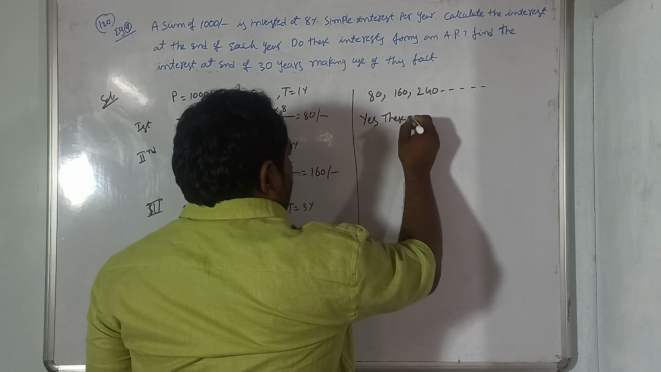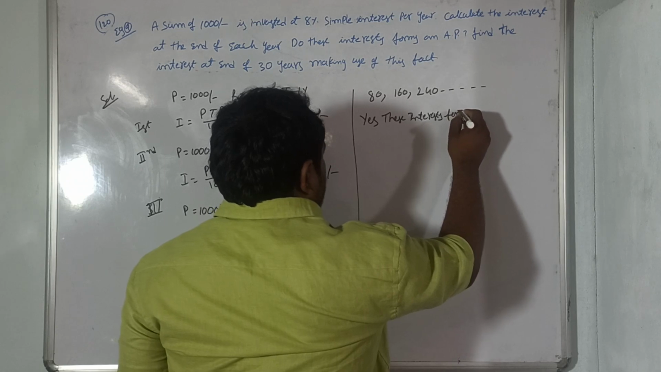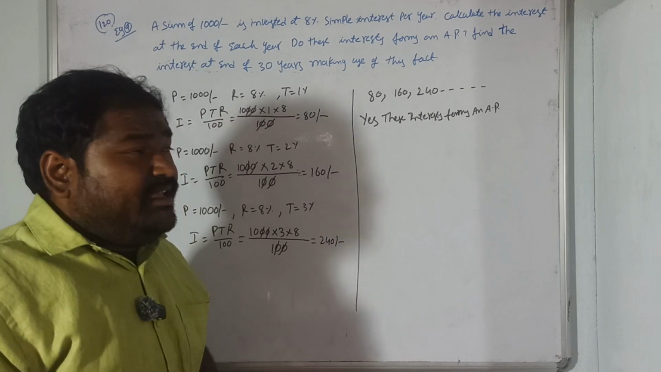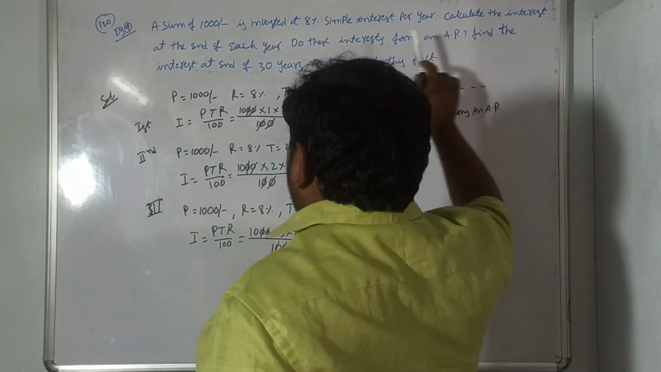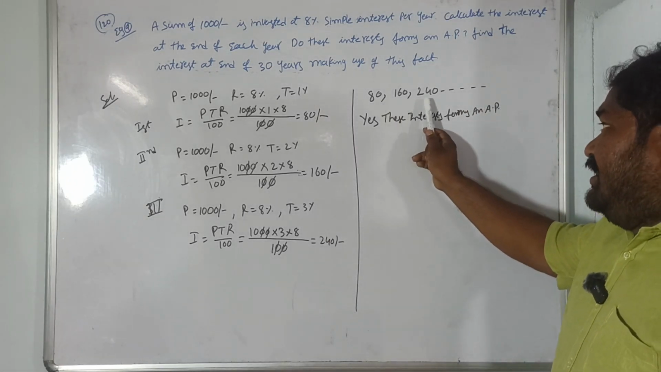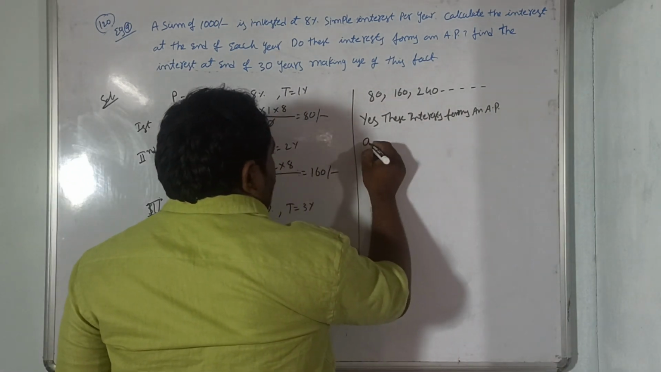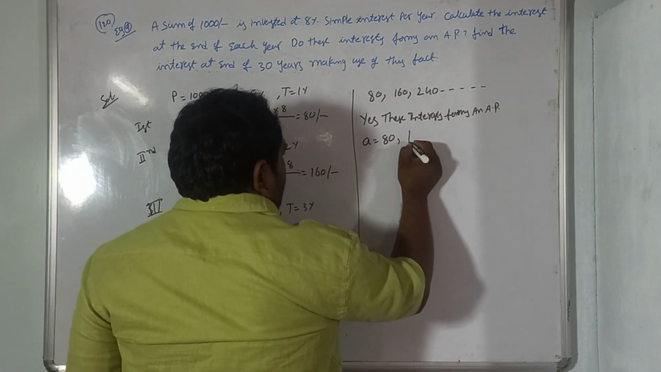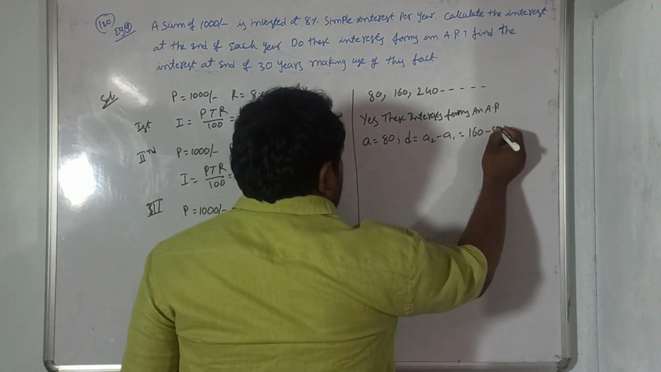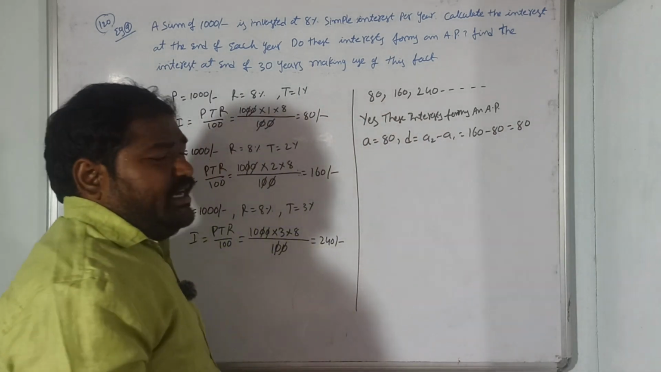Yes, interest forms an arithmetic progression. Interest forms an AP. Now find the interest at the end of 30 years. Now the interests are in AP. When this is in AP, we can calculate 2 points. The first term a is 80 and the common difference d equals a2 minus a1, which equals 160 minus 80, which equals 80. Now a equals 80, d equals also 80.